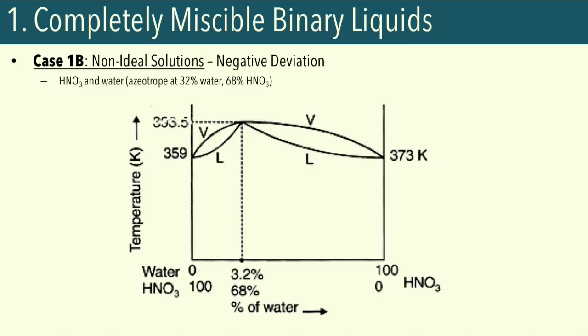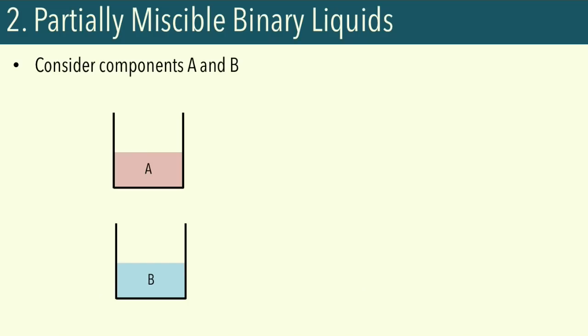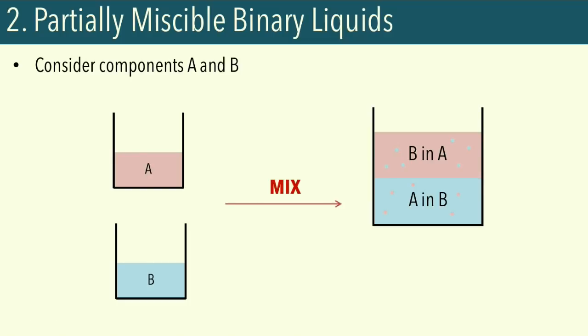So we just discussed cases in which we could have an ideal solution versus non-ideal solutions. Now let's look at a case in which we have a partially miscible binary liquid system. Let's consider components A and B. What happens if we mix them together and they're partially miscible? When we mix them together, we expect to have a solution of B in A, or an A-rich layer, and a solution of A in B, or a B-rich layer.